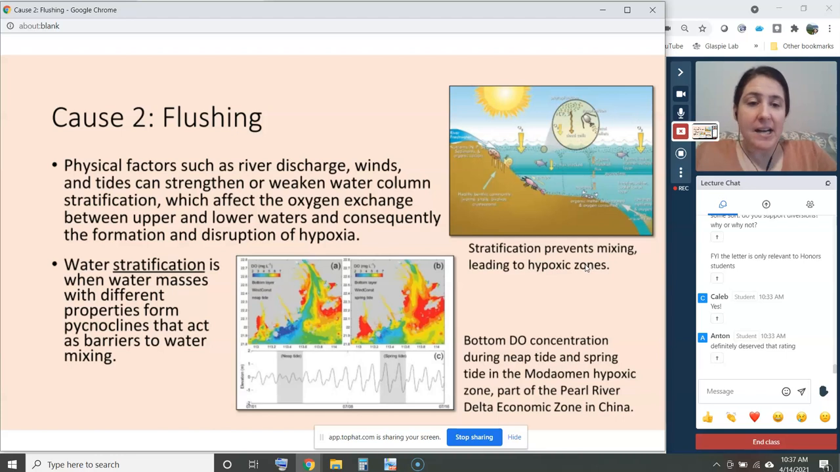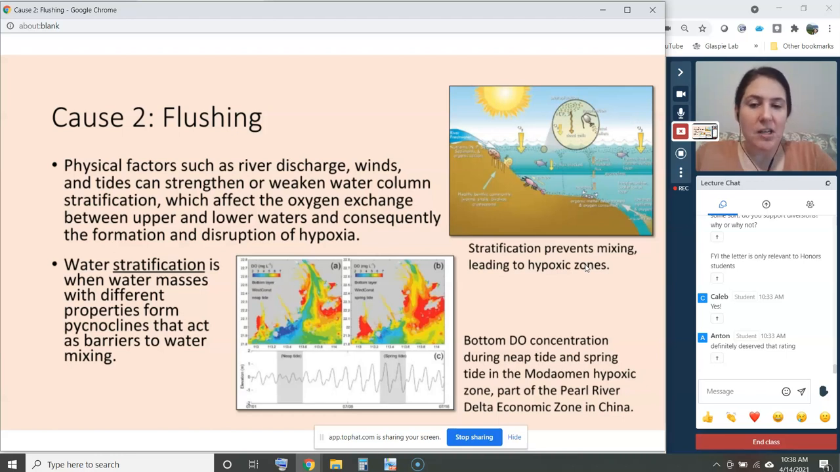The second cause has to do with the ability of the water column to mix, and so its ability to flush out those low dissolved oxygen levels and deliver new oxygen to the deeper areas of the water column. There are a number of reasons you'd have water column mixing to get rid of the hypoxia. You could have changes in the amount of river flow, changes in winds, and changes in tides. All of these can strengthen or weaken water column stratification, which can affect the oxygen exchange.